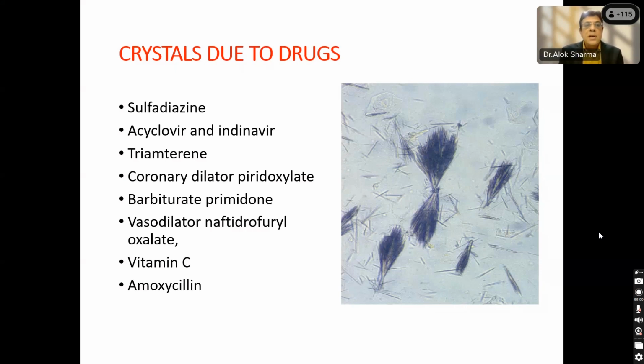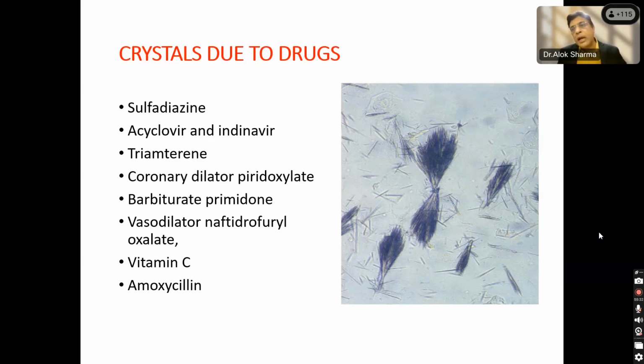Amongst these crystals, the one which I have shown you as an example in this picture is a sulfadiazine crystal. It's very common. Sulfadiazine is a very common component of a lot of drugs and antibiotics given to patients. These crystals have a broom-like appearance, fine needles that aggregate themselves in the form of brooms. Similarly, a lot of drugs like acyclovir, indinavir, triamterene, I'm not showing you the pictures here, but a lot of these drugs can also give rise to their corresponding crystals in the urine.